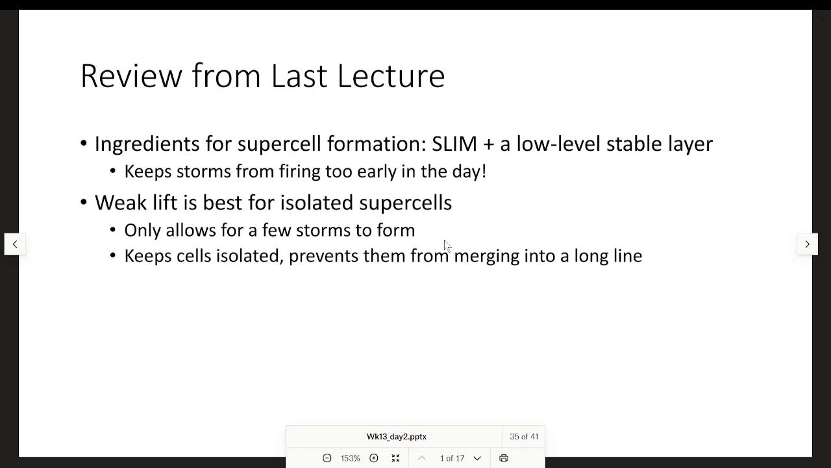So we just talked again about SLIM and a low-level stable layer for supercells, and that keeps the storms from firing too early in the day. Weak lift is best for isolated supercells. It only allows a few storms to form, and it keeps the cells isolated and prevents them from merging into a long line.